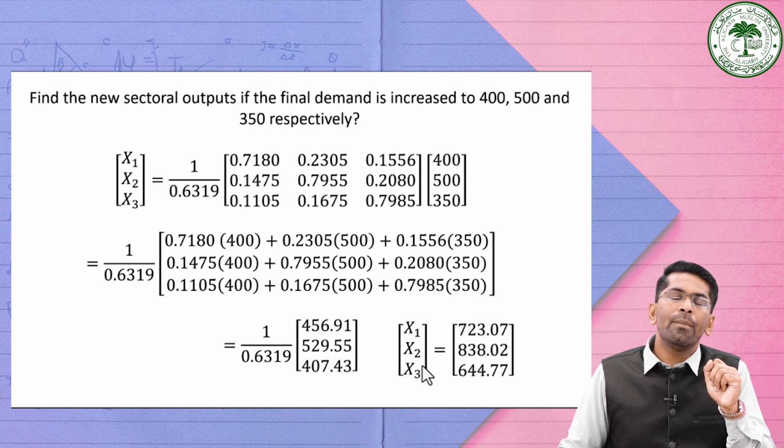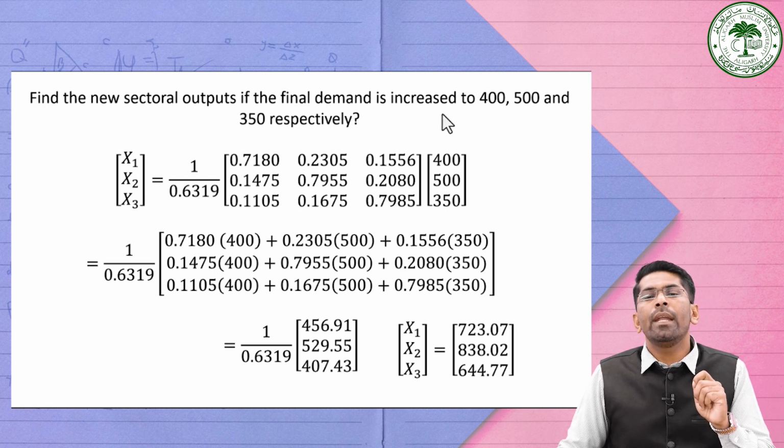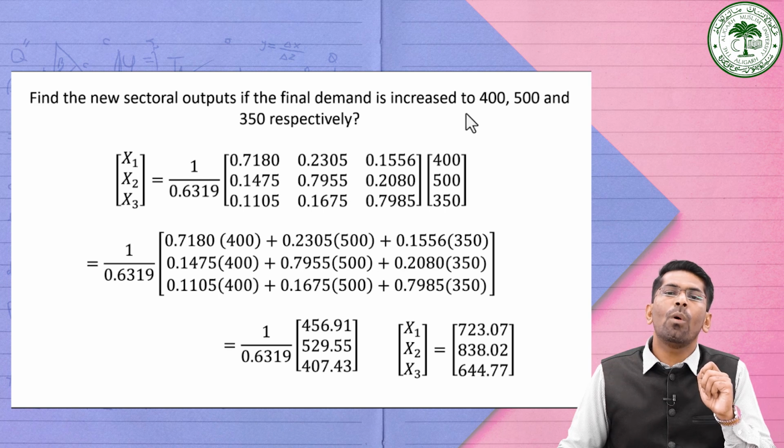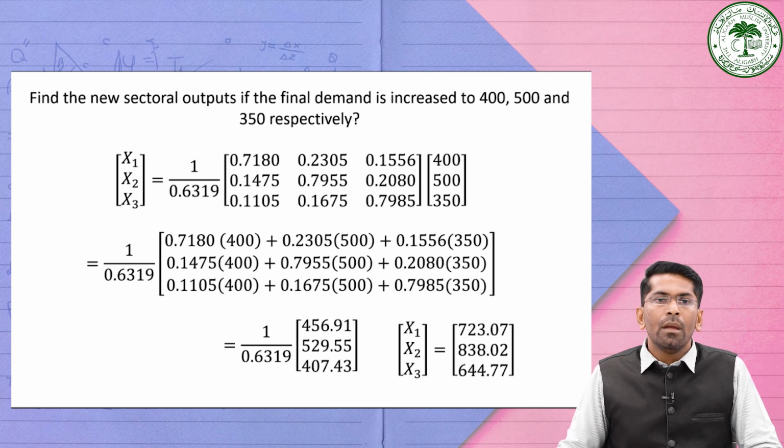So this is the final demand vector. So this is the final output, that is the new sectoral output, that is x1 is equal to 723.07, x2 is equal to 838.02 and x3 is equal to 644.77. What is it showing? It is the new sectoral output if the final demand is going to increase to 400, 500 and 350 respectively in each sector. So this will be the new sectoral output.